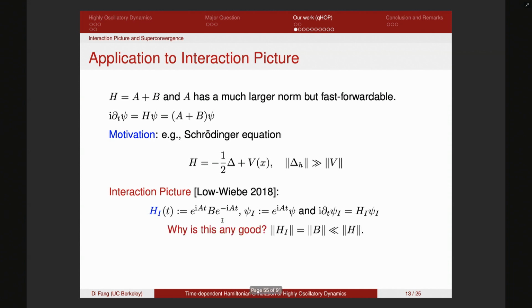You may wonder, why is this any good? If we take a look at the operator norm of H_I, then you see that the norm is essentially B, which is much smaller compared to the original Hamiltonian description, which is a sum of both A and B. Well, does this bring you actual difficulties? Certainly, because as you can see, you are basically trading off the first oscillatory source for a second oscillatory source. Instead, you are creating a fast oscillating dynamics that you need to simulate. Well, our algorithm is catered for this task of dealing with highly oscillatory dynamics.